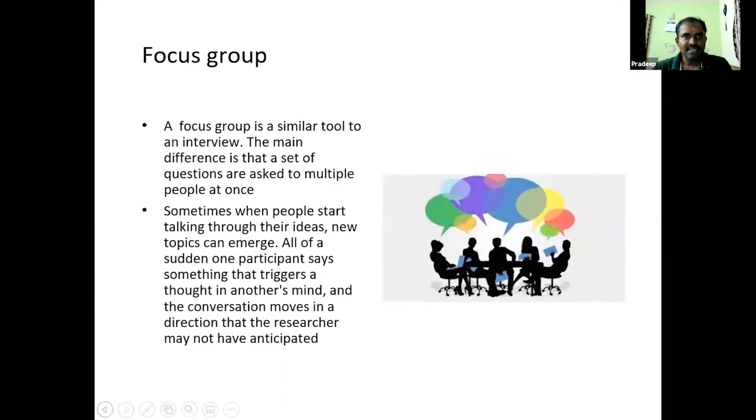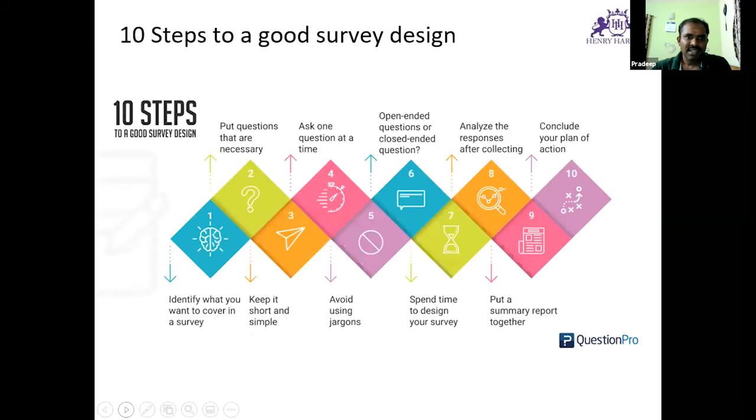And the last is surveys. Sandhya said that surveys are also a very important thing. Now, there are 10 steps for a good survey. You need to set clear objectives. You need to put in necessary questions, keep them short and simple, avoid using jargon, and ask one question at a time. There are closed-ended and open-ended questions. You also need to validate the survey before finalizing it with the real users. So there are a lot of things.